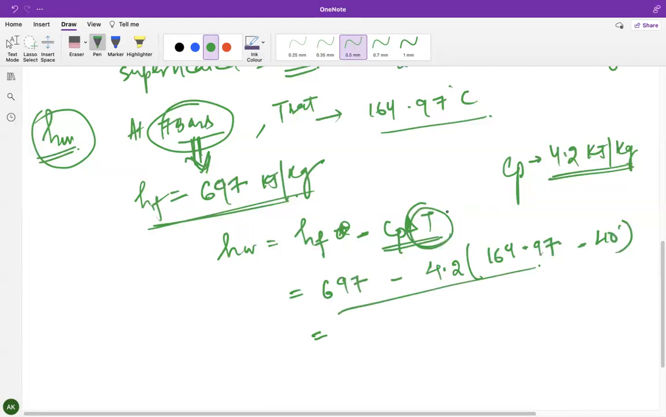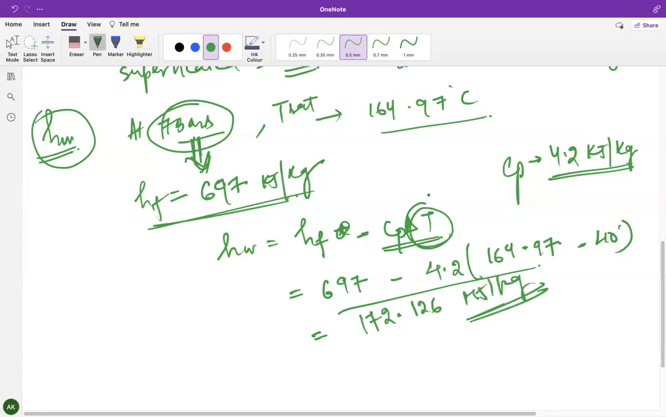697 minus 4.2 multiplied by 164.97 minus 40. Right, so we have this bracket, and yeah. So the value of this comes out to be 172.126 kilojoules per kg. So this is the value which comes out here. Then, this is the enthalpy of water.